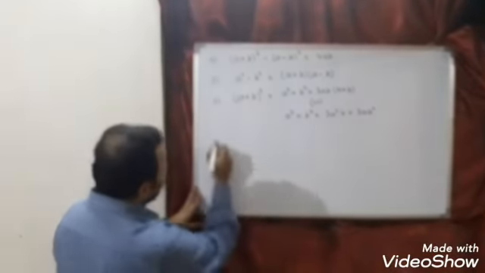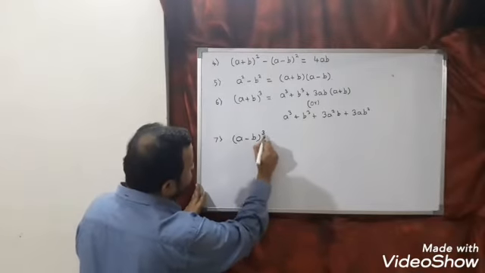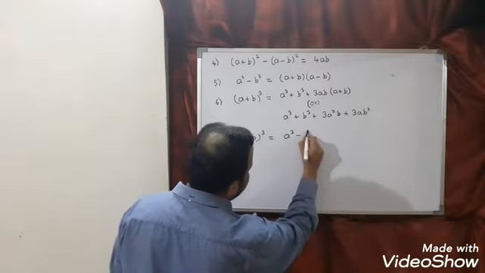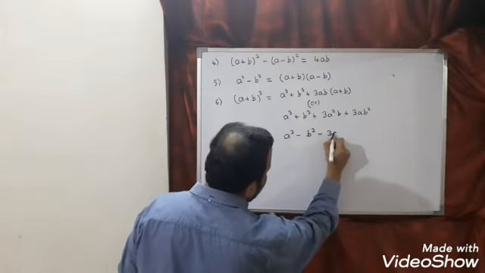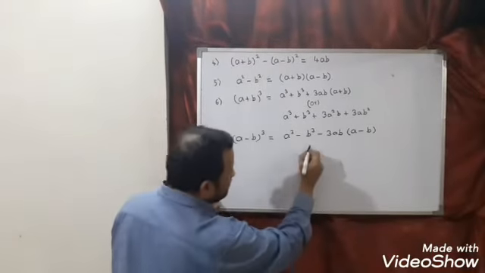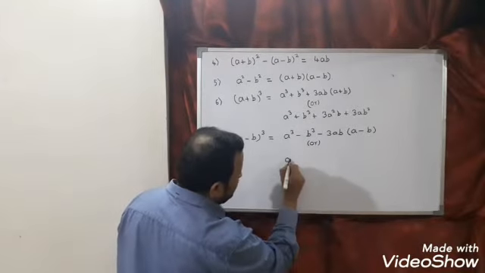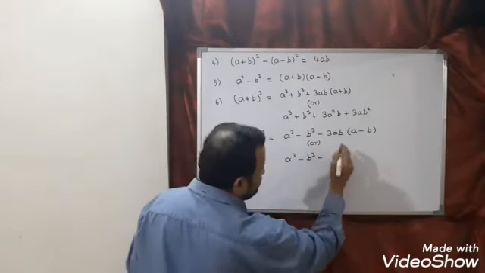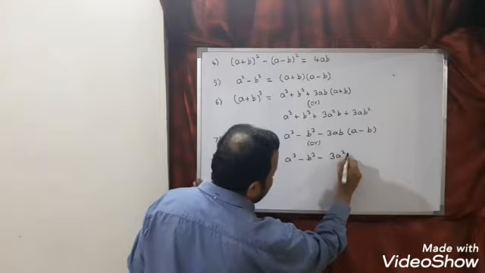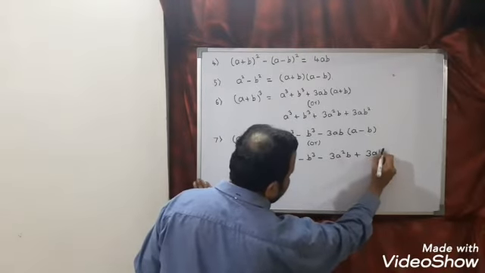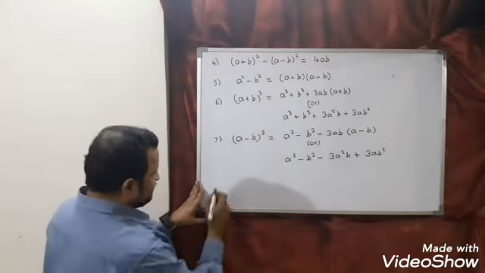Next formula, a minus b whole cube is equal to, so formula is what, a cube minus b cube minus 3ab into a minus b, or this you can write as a cube minus b cube minus, multiply this, what you will get, 3a square b, multiply this, plus 3ab square.